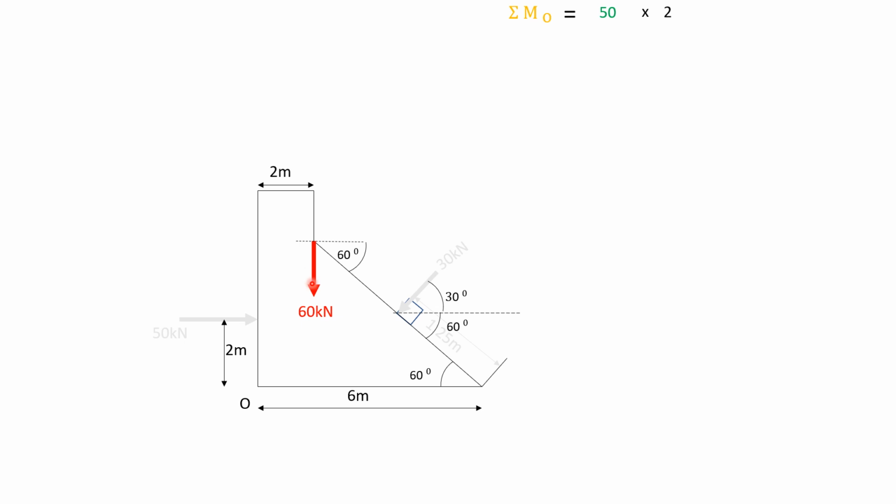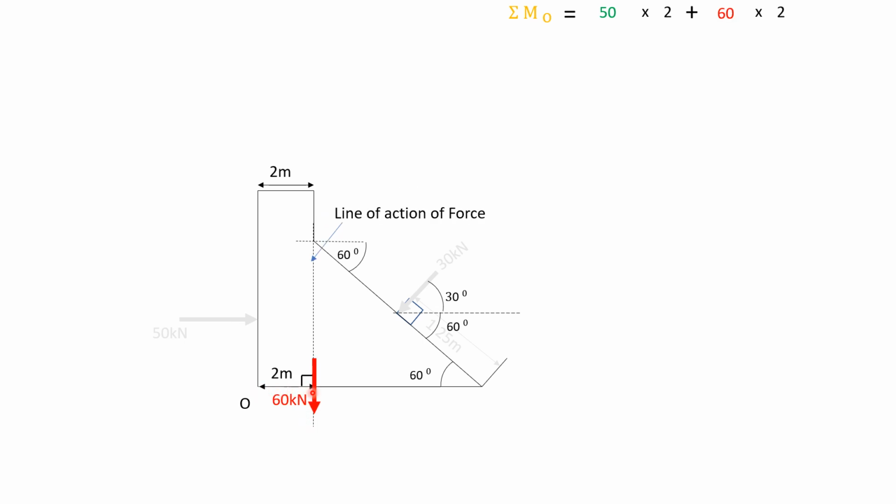Now for this force, it will have line of action of force like this, and it will have a perpendicular distance of 2 meters from point O, and it will rotate about point O like this, having a moment of 60 into 2, a clockwise moment, so plus.